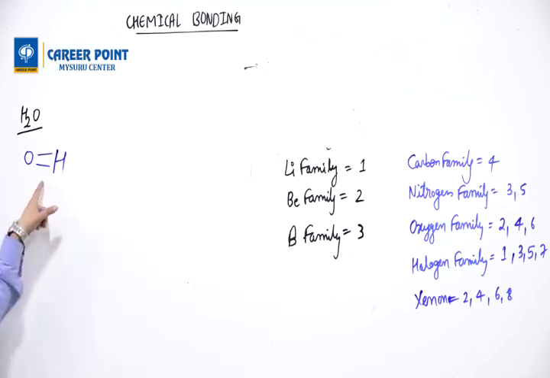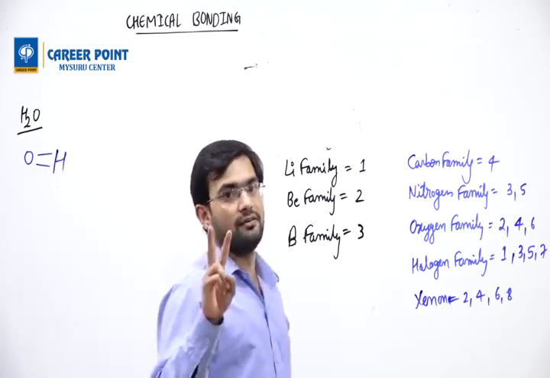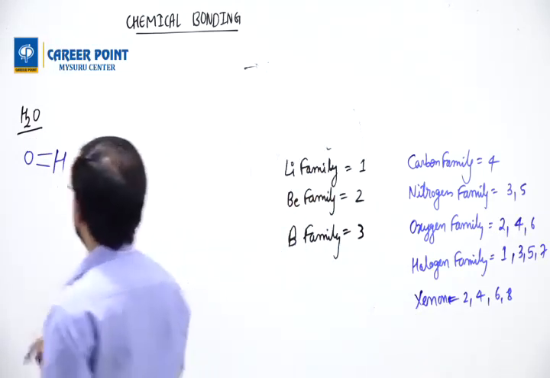What is incorrect in this structure? Tell me. What is incorrect? H cannot have 2 bonds. Understand? Hydrogen cannot have 2 bonds. Hydrogen can form only 1 bond. That's why this structure is incorrect.